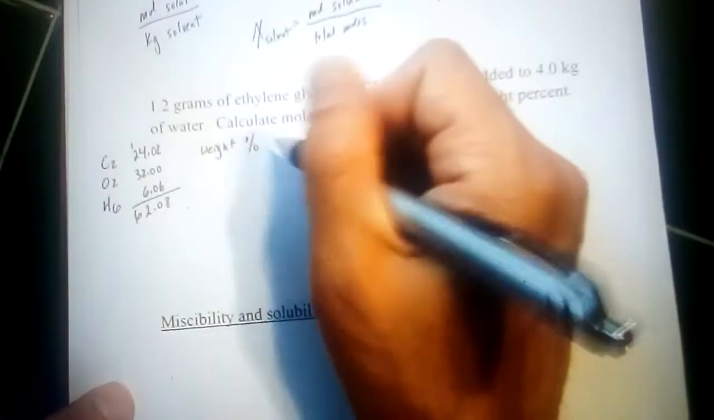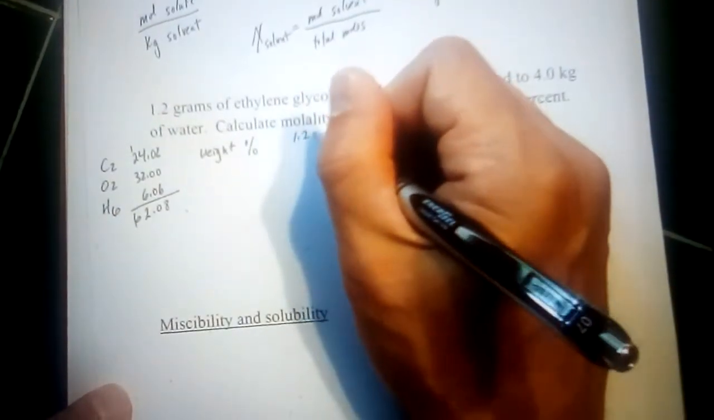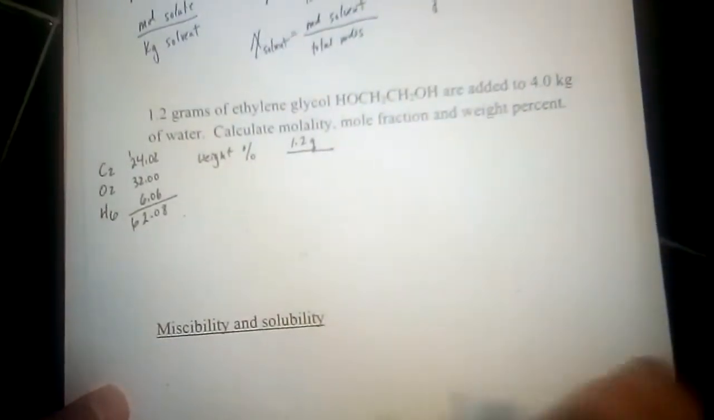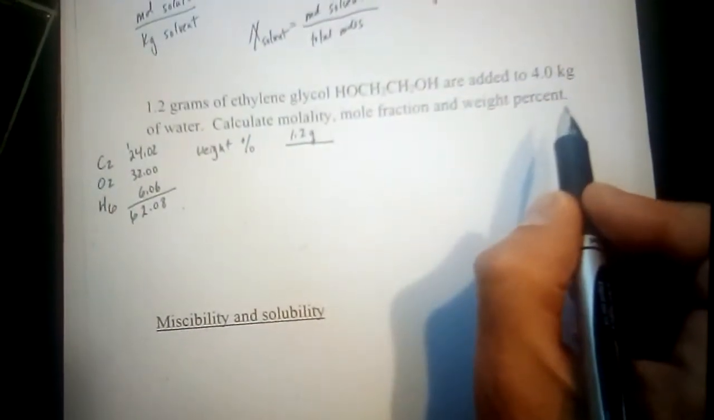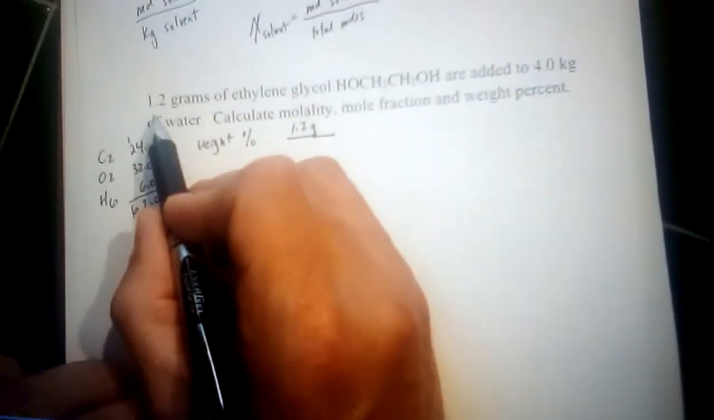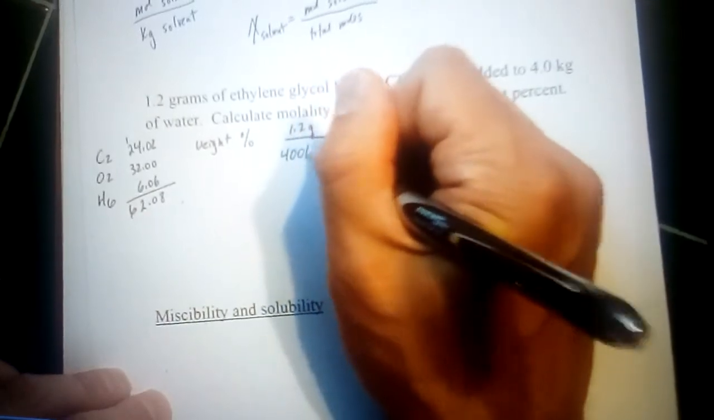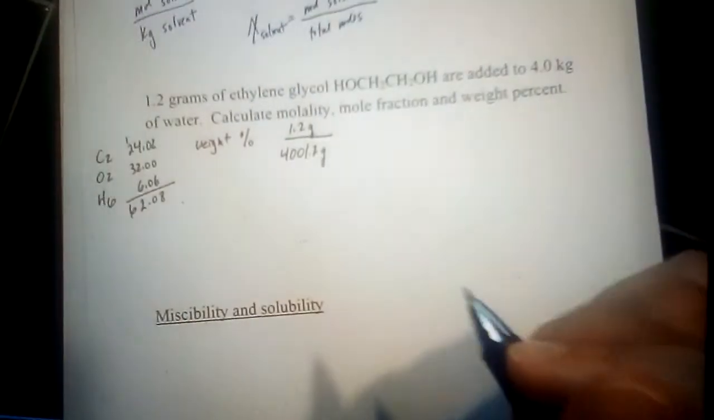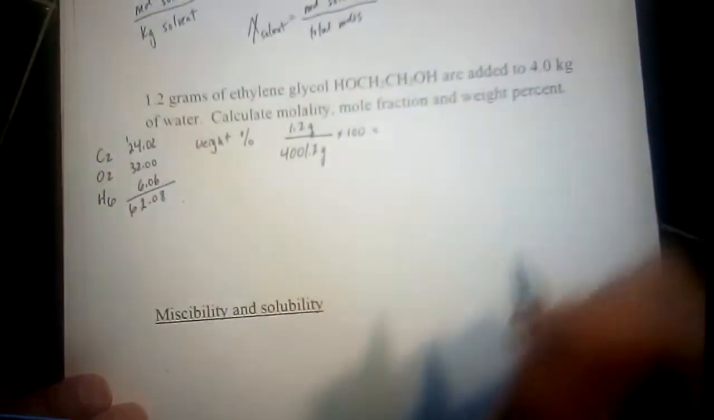So if we start by calculating the weight percent here, the definition we talked about above, this is grams of solute, so that would be 1.2 grams of our ethylene glycol, right, divided by the total mass of the solution. So 4 kilograms of water would be 4,000 grams of water plus another 1.2 grams of ethylene glycol would be 4,001.2 grams total. And since this is a percent, we'd multiply that ratio by 100%.